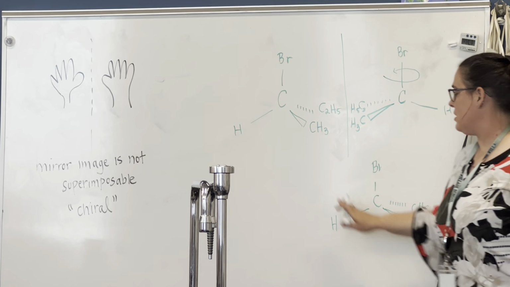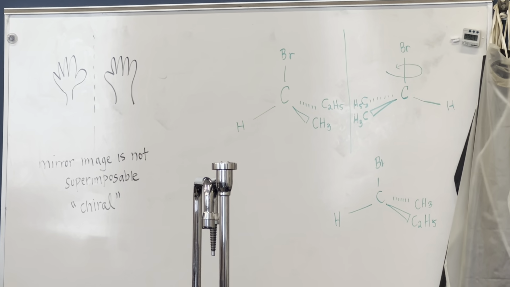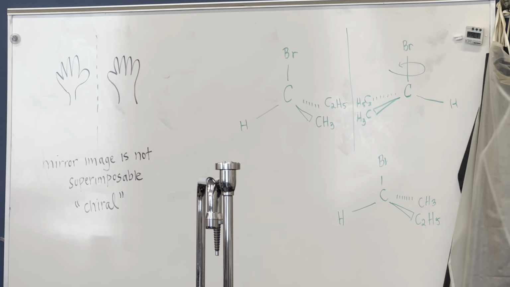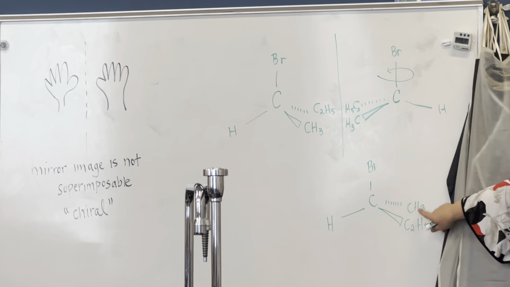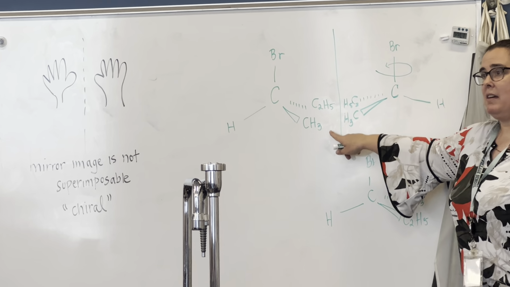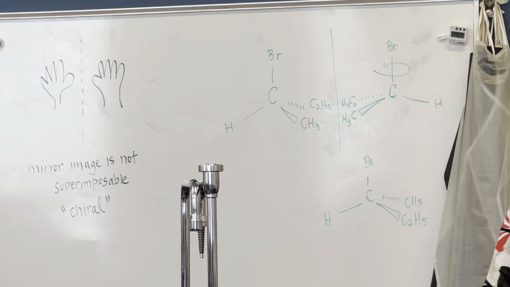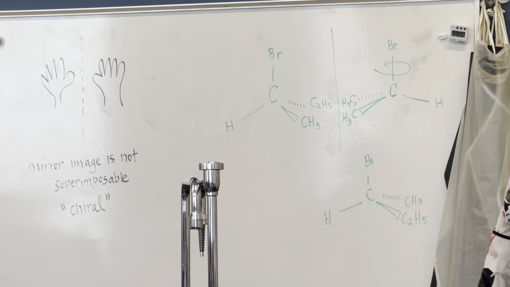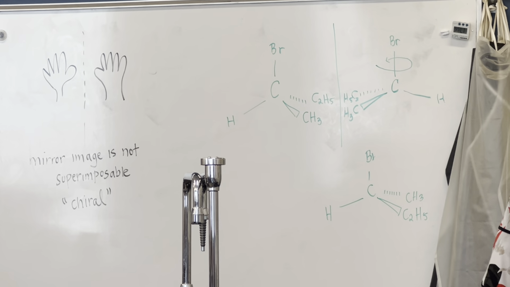Are these 2 molecules the same? They are not the same. The ethyl and the methyl are flipped. These 2 molecules are not superimposable. You identify this by having a carbon that is bonded to 4 different things.